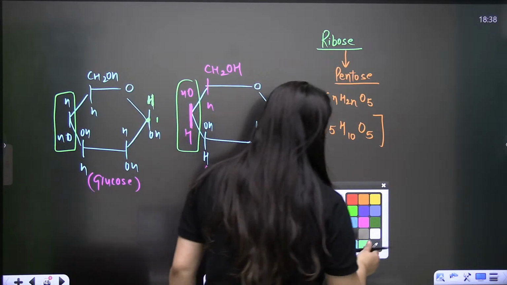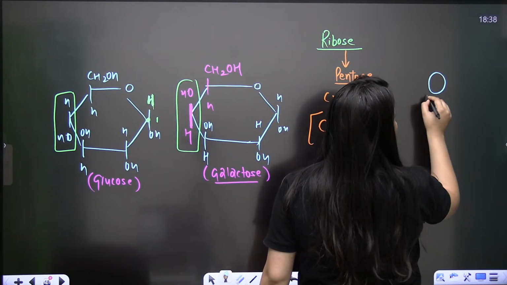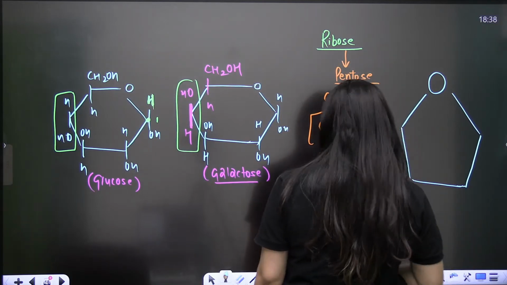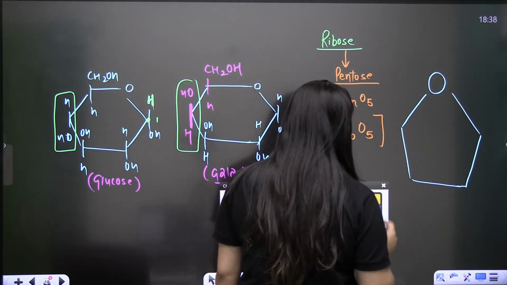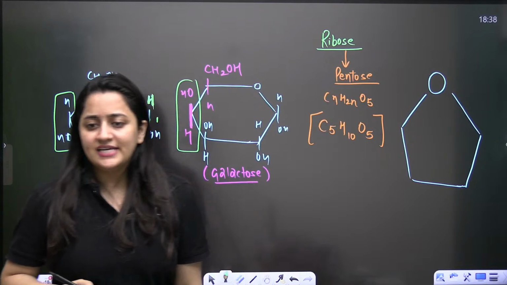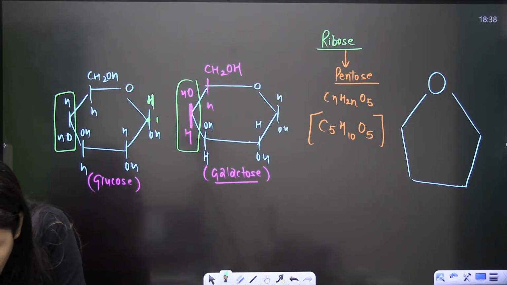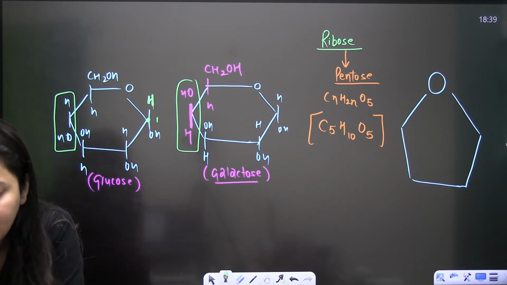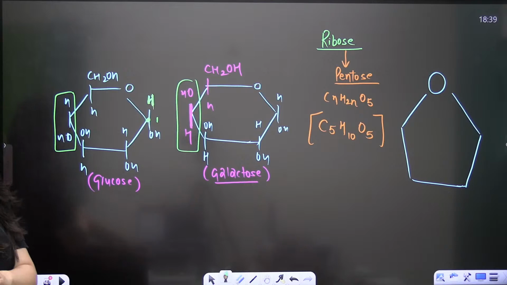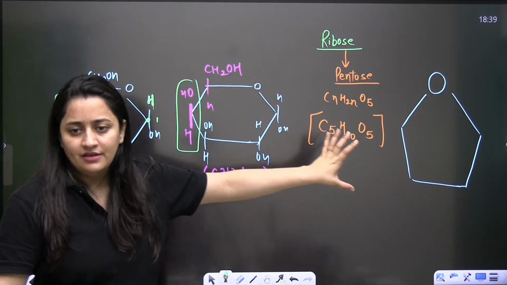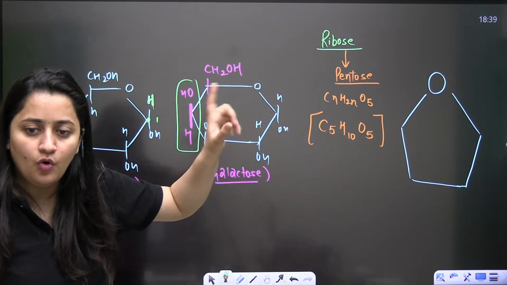In the case of ribose, we will have the furanose. The ring form is furanose, isn't it? The ring form is what? It is the furanose. So you need to arrange that in this ring. That's your homework, you will draw it.